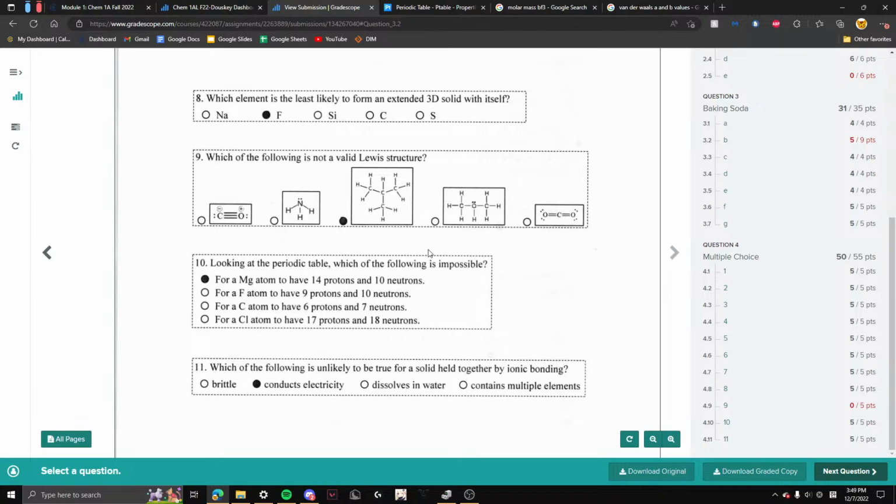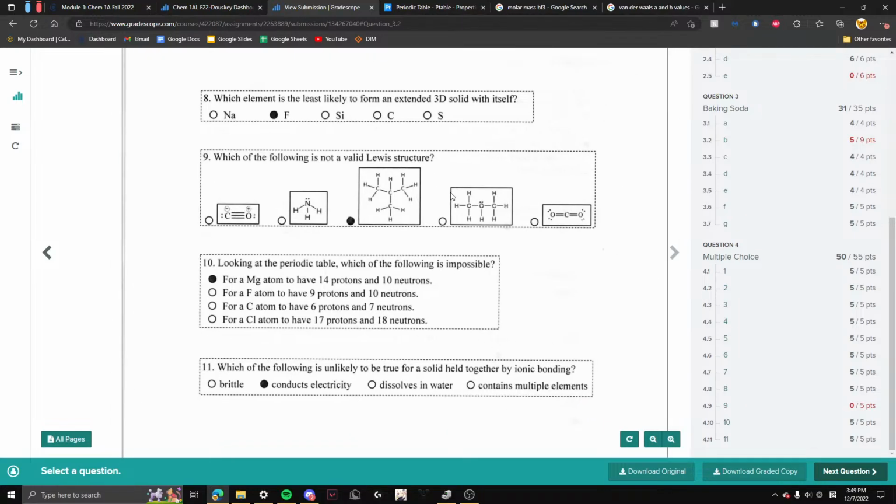Wait, which one was the answer? Wait, hold up. Was it this one? This one, right? Yeah. I think that has to do with how the oxygen is placed or something. I'm not entirely sure, but I think that one's weird.